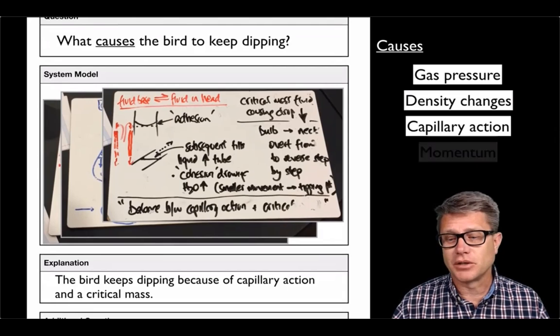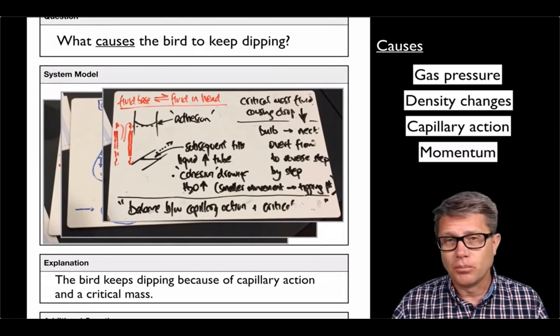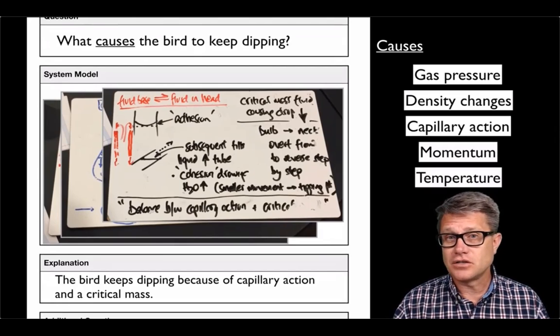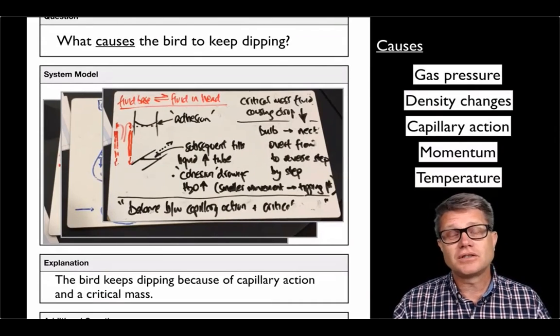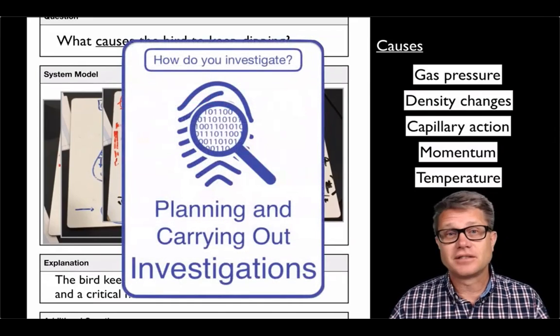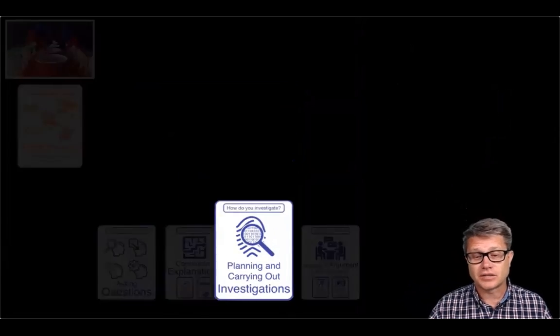Other common explanations, if we're looking at this, might be momentum is causing it to occur, or that we've got a temperature change that causes it to occur. And so now you as a teacher know what all the explanations are in the class. And the next step is to test those models, to test those explanations out.